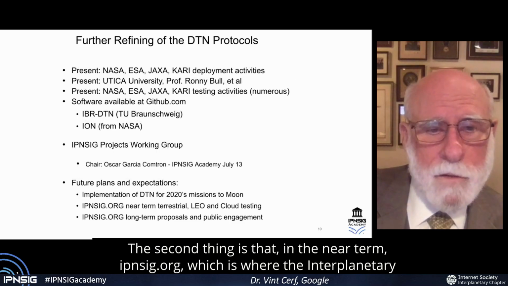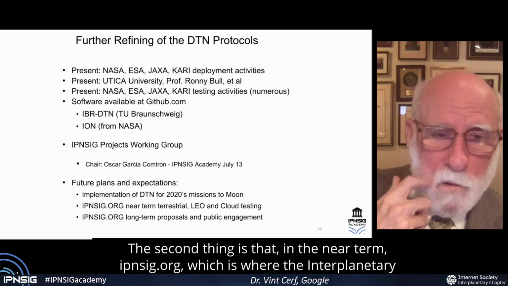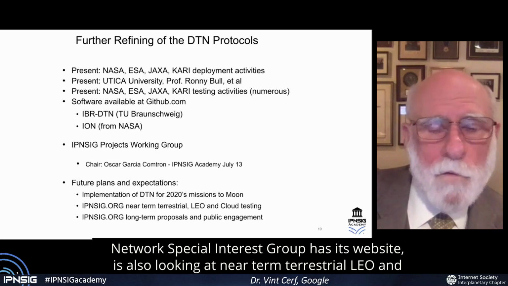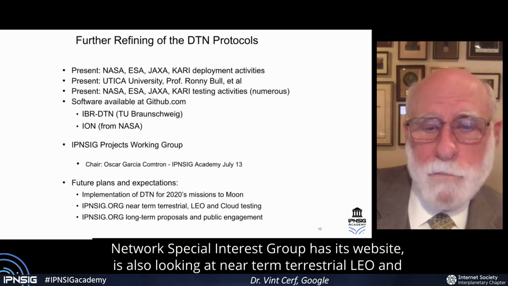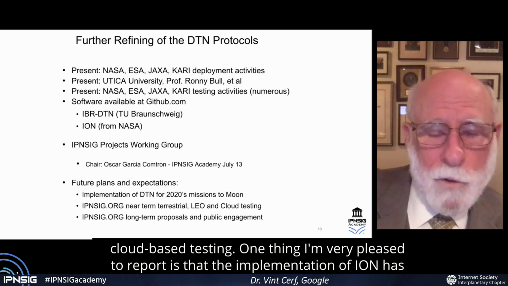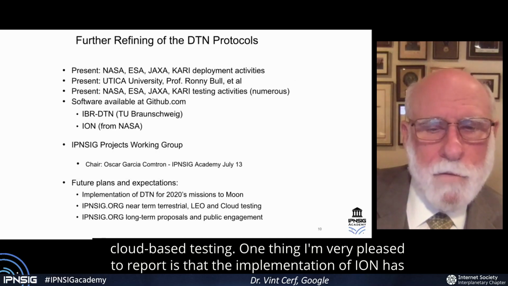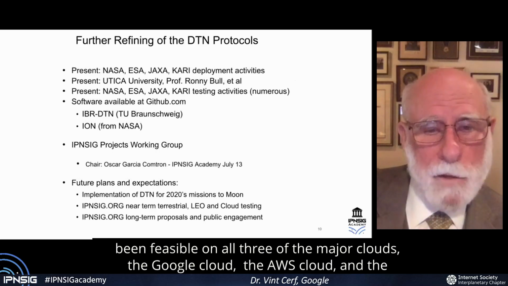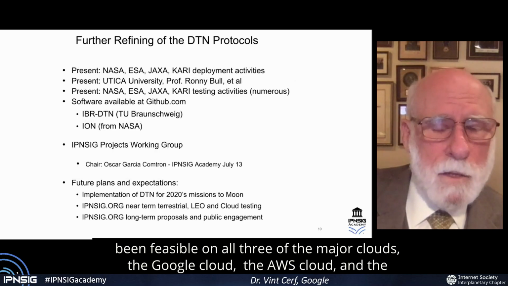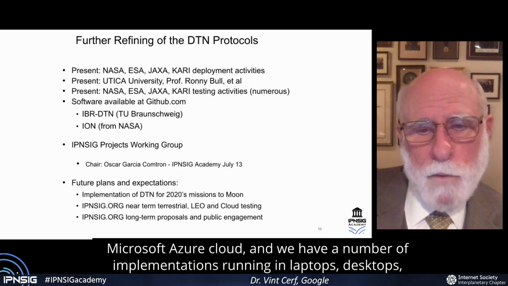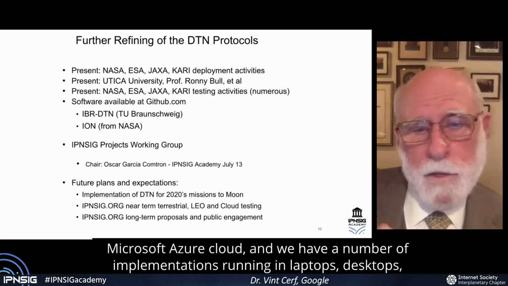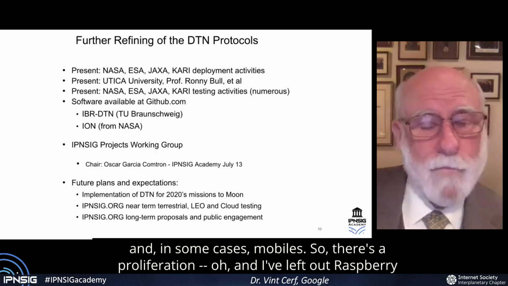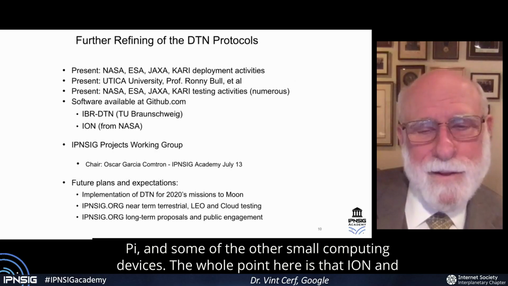The second thing is that in the near term, IPNSIG.org, which is where the Interplanetary Network Special Interest Group has its website, is also looking at near-term terrestrial LEO and cloud-based testing. One thing I'm very pleased to report is that the implementation of ION has been feasible on all three of the major clouds, the Google Cloud, the AWS Cloud, and the Microsoft Azure Cloud. And we have, of course, a number of implementations running in laptops, desktops, and in some cases, mobiles. So there's a proliferation, and I've left out Raspberry Pi and some of the other small computing devices.